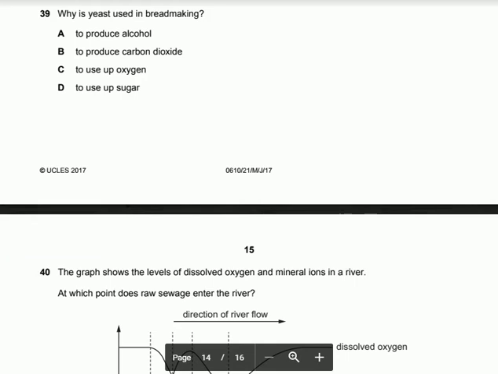Okay, and now, why is yeast used in bread making? It produces carbon dioxide. Alcohol is of no use in bread, so it produces carbon dioxide, so it fluffs up and becomes big the way you like it.